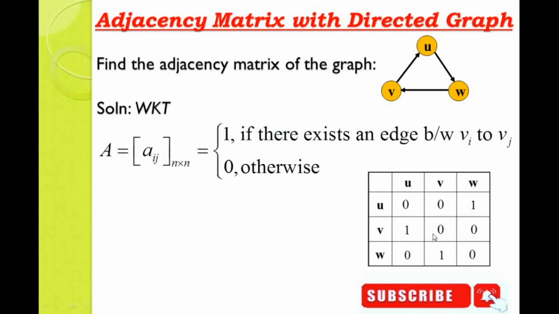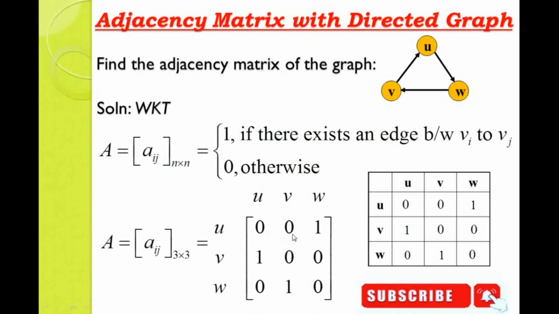Therefore, it is called the adjacency matrix of a directed graph. Hence A equals 0, 0, 1, 0, 0, 1, 0, 1, 0. We consider both rows and columns as vertices only, and it is a 3 by 3 matrix.